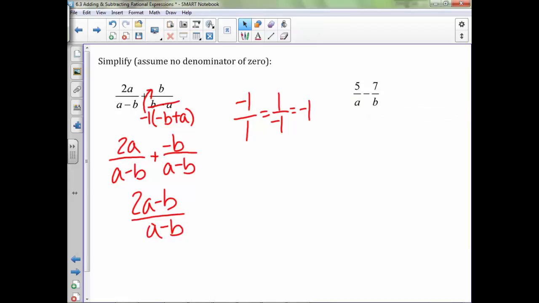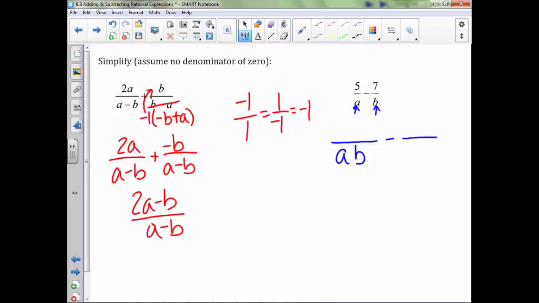On this one, we have to get a common denominator. And notice our common denominator has to include both the a and the b. It's got to have both factors in it. So our least common denominator is actually going to be the product, a times b. So we know that's our denominator. So this first fraction, we had to multiply by b over b, so that we can get a times b for the denominator.